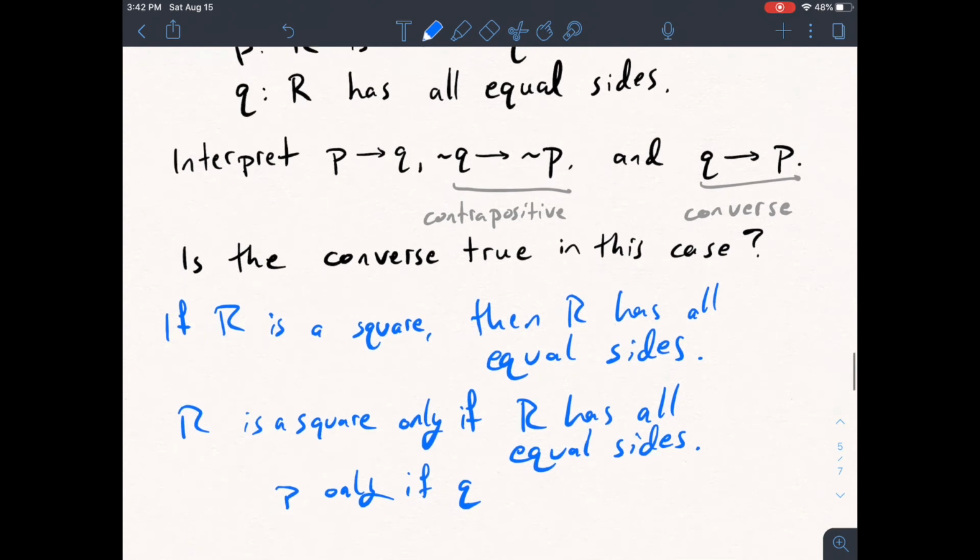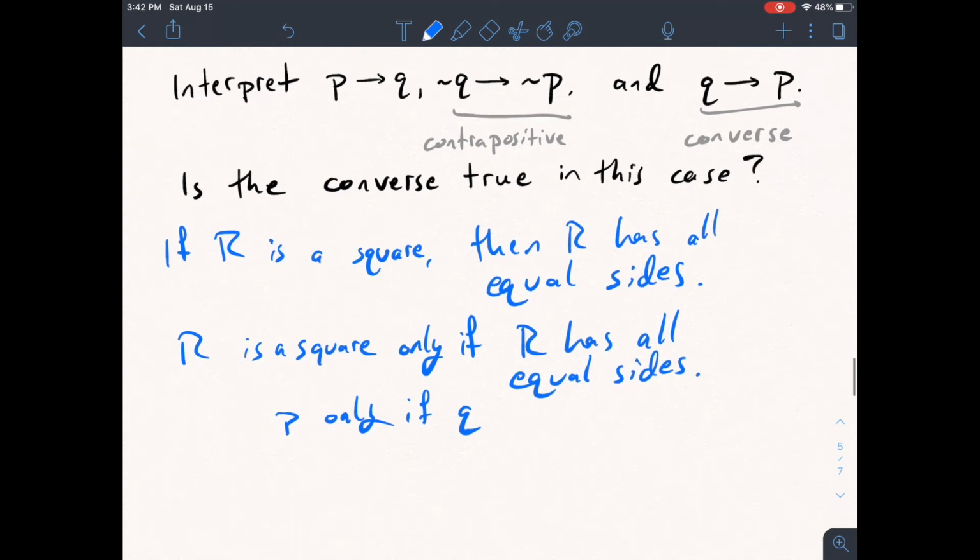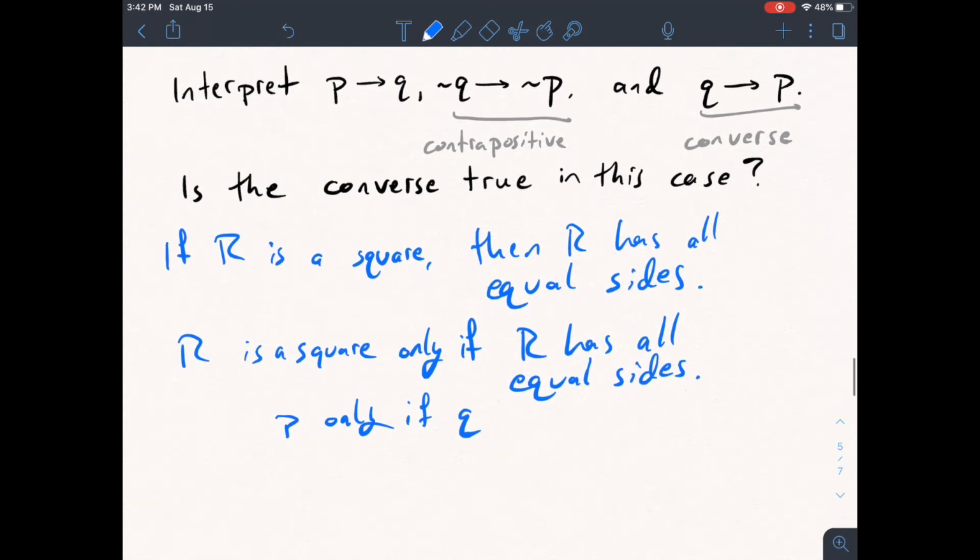So that's all well and good. Let's do the contrapositive next. Well, maybe before I go there, let's just keep in mind this is a true statement, right? So R is a square tells us that the sides all have to be equal. That's just the definition of a square. Anyway, contrapositive next. So not Q implies not P.